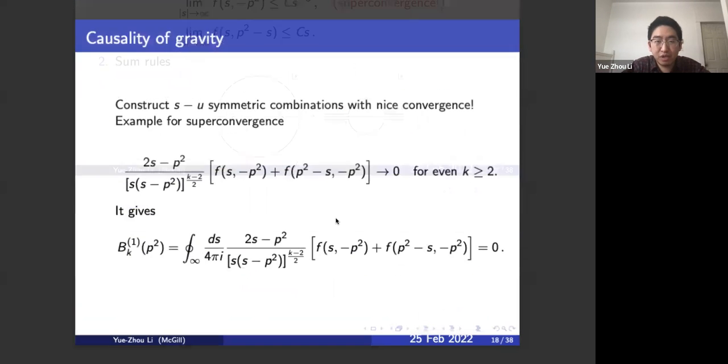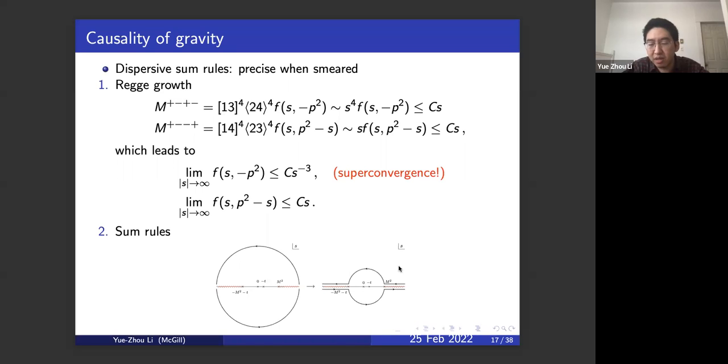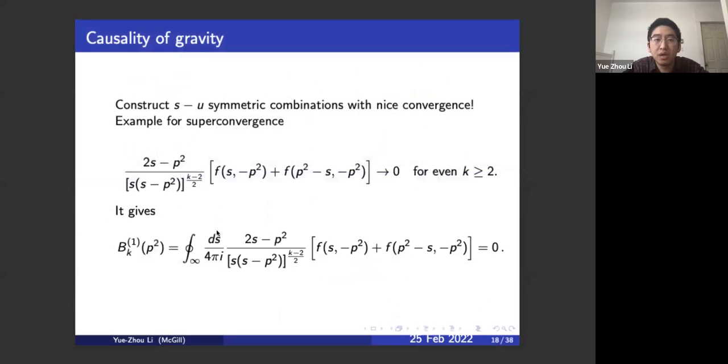And then we can establish the sum rule, because the sum rule must be su symmetric in the crossing, according to crossing symmetry. Like when we deform the contour, it must go both s channel and u channel. So it makes life easy to make it crossing symmetric in s and u. So what we do is that we construct su symmetric combinations with super convergence.